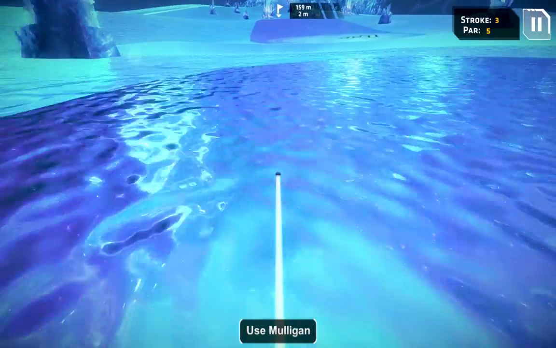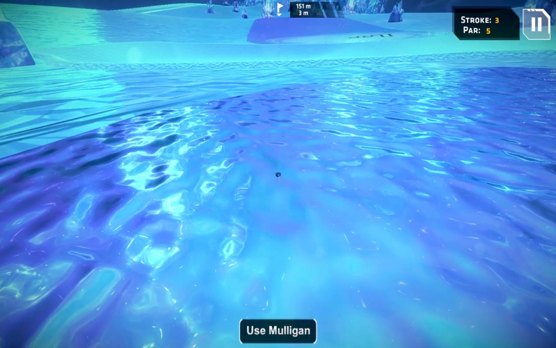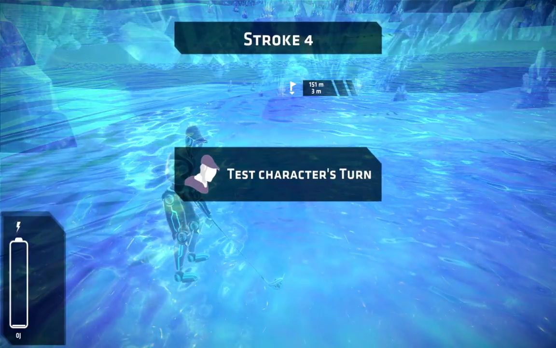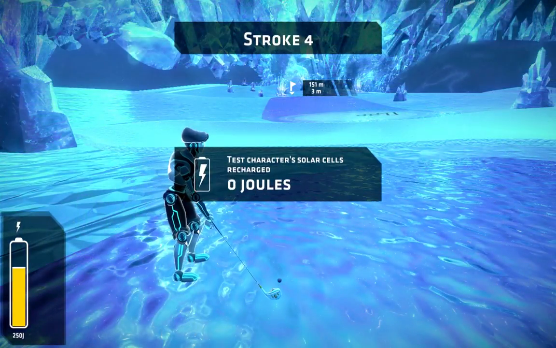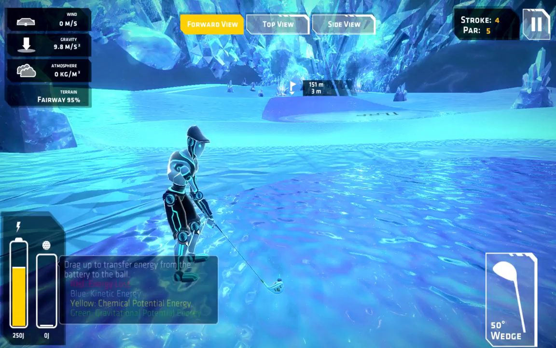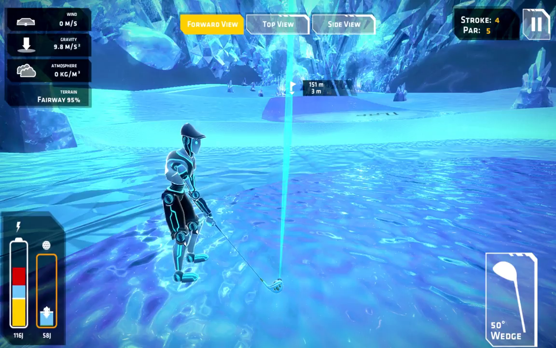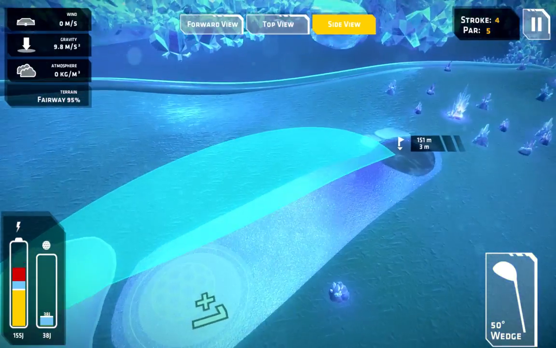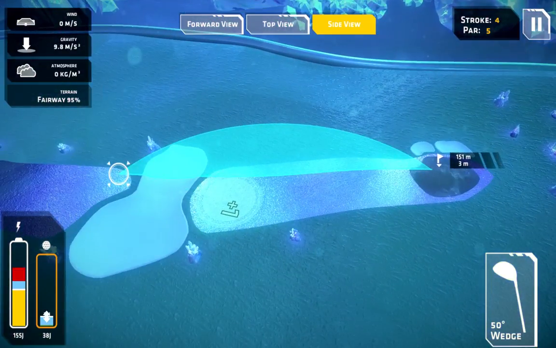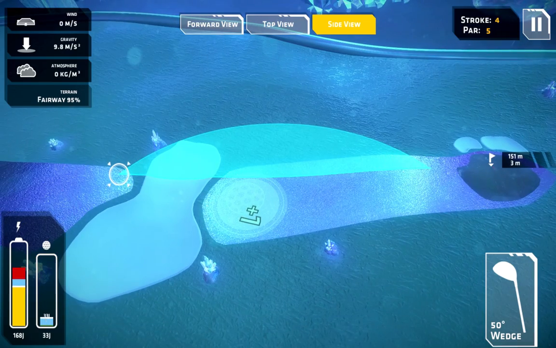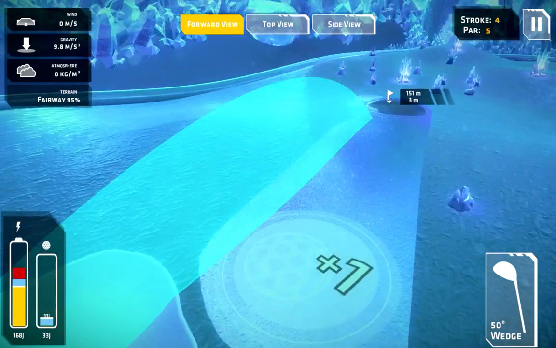Oh, sandpit, no, yay. Let's see, 151 meters, 250 got me 400. Let's see. Oh, that's going to bounce right off. Right there, that looks good.